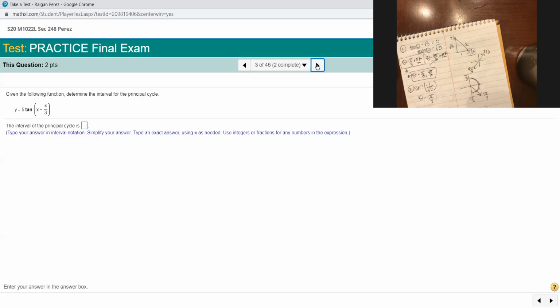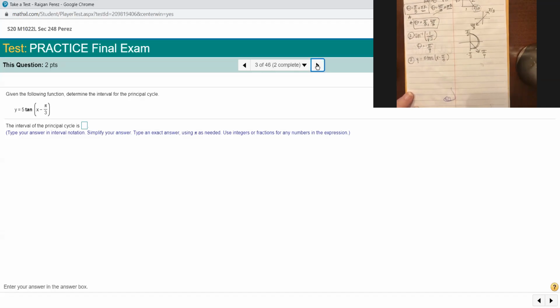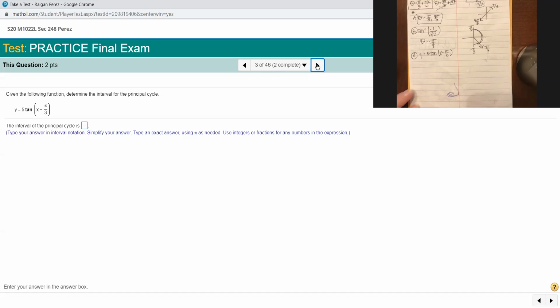Okay, number 3. I'm given the following function to determine the interval of the principal cycle. Oh, it's been a while. So 5 tangent of x minus pi over 3. So remember the ABCD thing. Sorry, I can't see my number. The ABCD thing. Your principal cycle is always what's on the inside. I'm pretty sure tangent is with -π/2 less than x minus pi over 3 less than positive pi halves. Okay, so then you're just solving here, gotta add pi over 3.